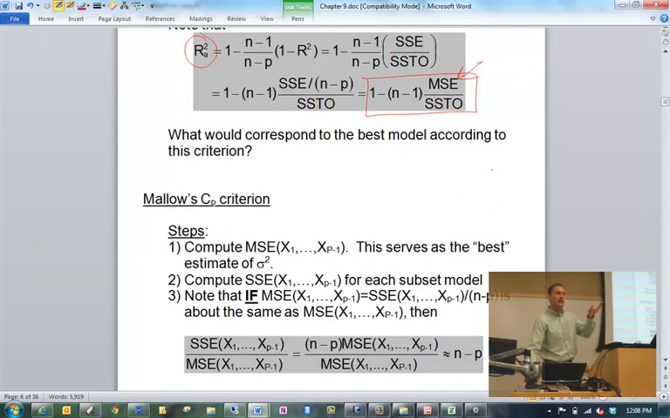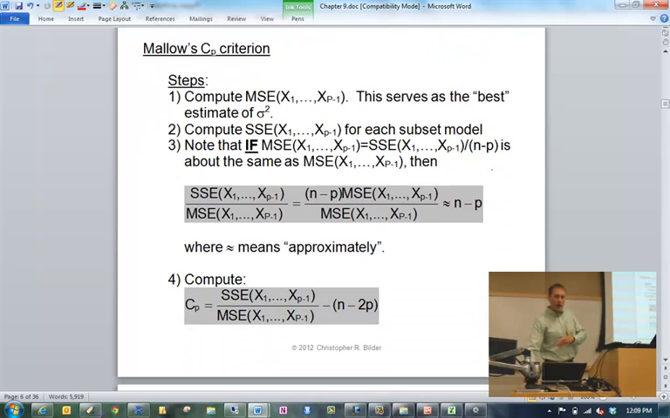So R squared and adjusted R squared, generally speaking, should make sense. Here are some other ways that we can make a decision between models to decide which are good models to consider further. There are going to be 3 more ways that we're going to talk about. The first one's called Mallow's Cp criterion. It's kind of strange at first you might think, but it makes sense that this would be a reasonable approach.